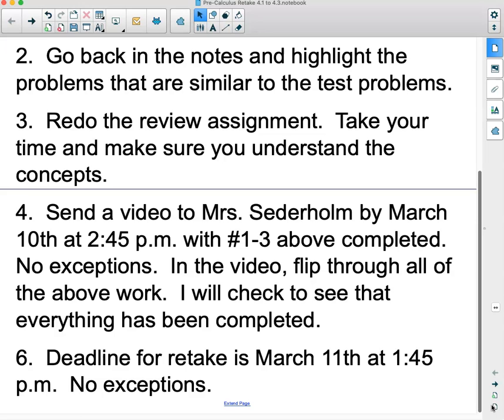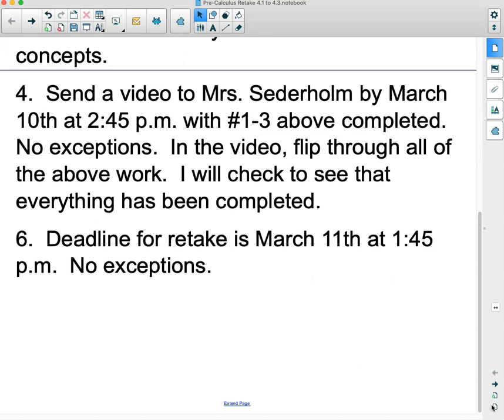And again, my hours are from 7 to 2:45, so you need to make sure that you get those in during the school day. And then we have the deadline for the retake, which is March 11th at 1:45 p.m., no exceptions. And I'm definitely going to stop. Last semester, if some people were late with things, I said, okay, well, we'll make it work here. I'm not going to do that anymore.